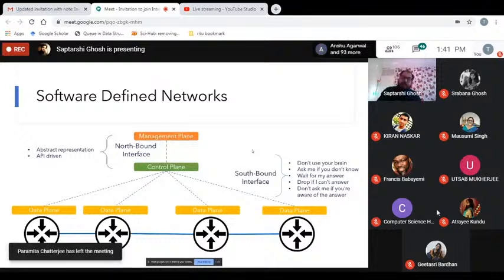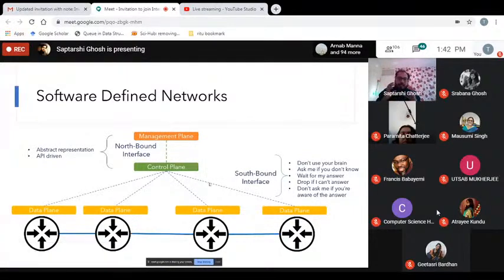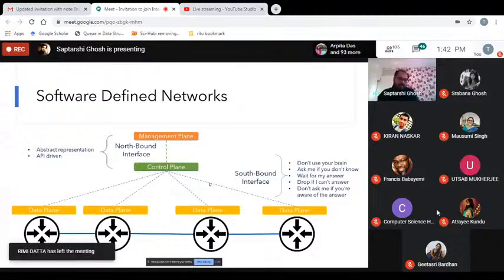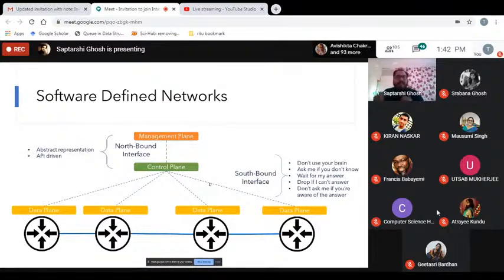But the problem was the amount of bandwidth required to communicate between the control and data plane. It wasn't there. The amount of communication between the control and data plane was immense, and we didn't have enough infrastructure at that time to accommodate this much bandwidth. So at that time it was just a plan. It couldn't succeed. Now we have sufficient infrastructure to do this. A quick introduction to what happened here: once you break it down, what we call the decoupling of the control and data plane, what happens?